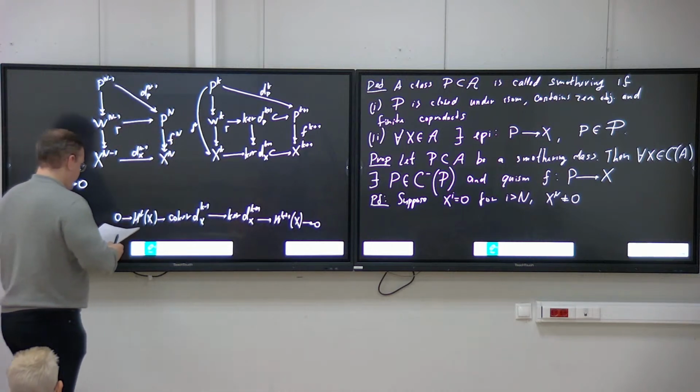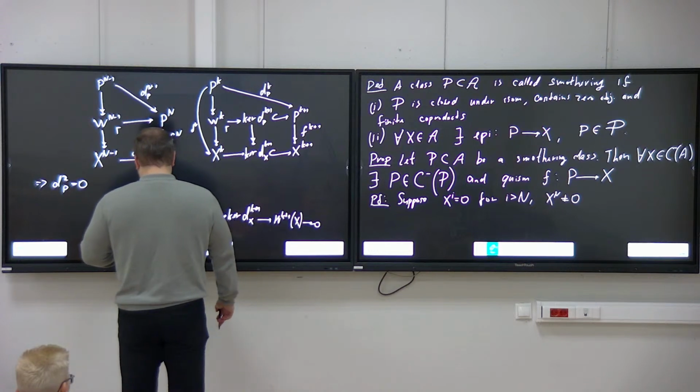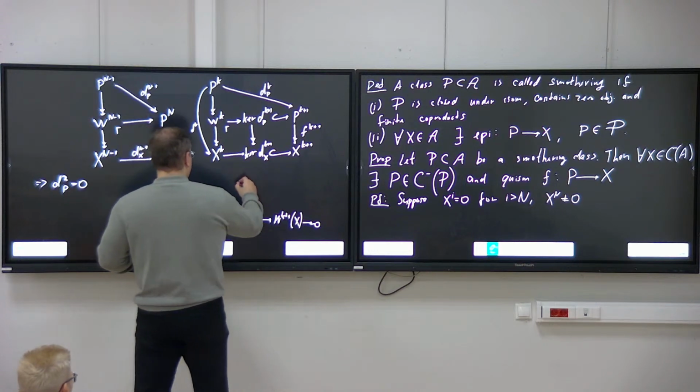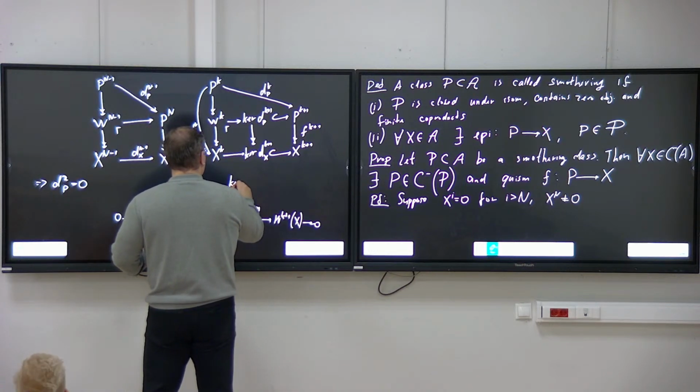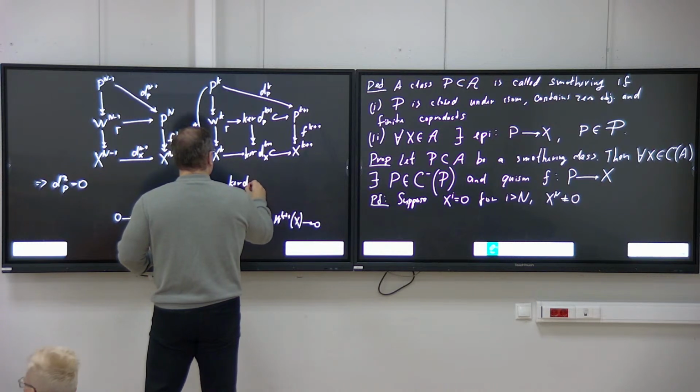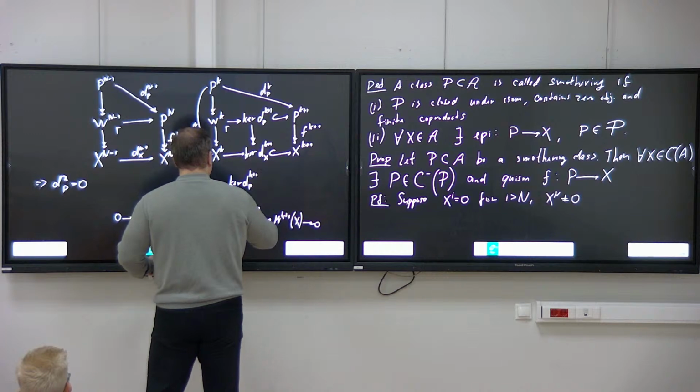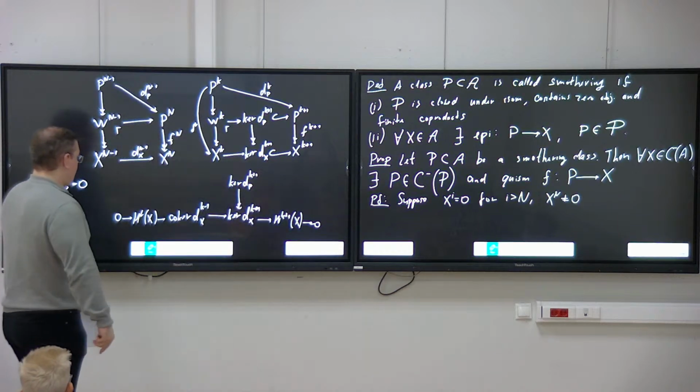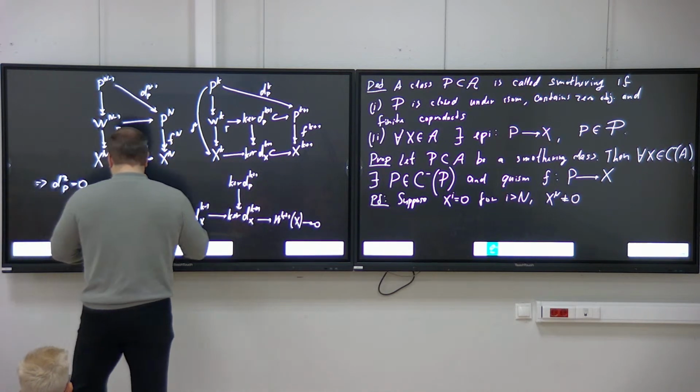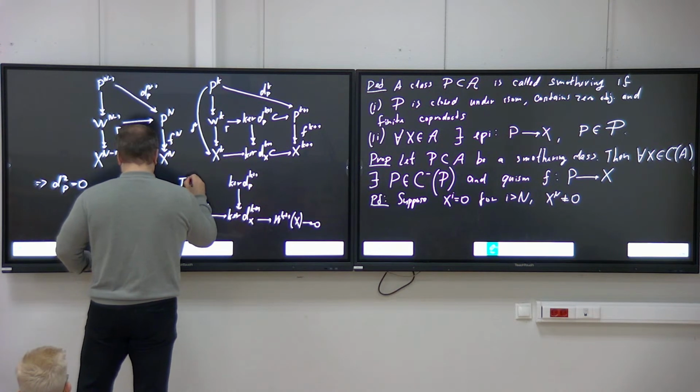Okay. So then I use this map that I introduced before. There is a kernel of the d_P with the index k plus 1, where I have this epimorphism from the previous diagram. And then again I take a pullback here. I'm going to call the pullback T with the index k.